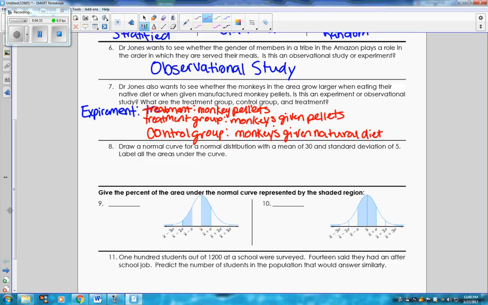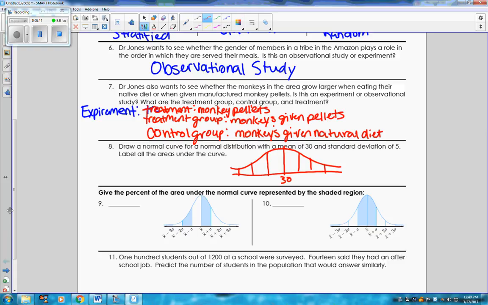Problem 8 asks us to draw a normal curve for a normal distribution with a mean of 30 and a standard deviation of 5. Label all the areas under the curve. So I'm going to draw my line and then draw my curve. Remember, the line that's directly in the middle is our mean. And then we're going to have 3 lines to the right and 3 lines to the left. Each of these lines represents a standard deviation away from the mean.